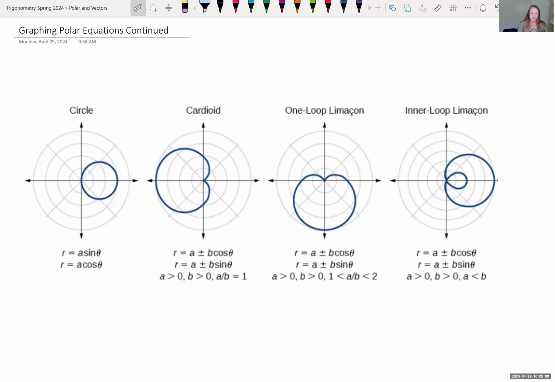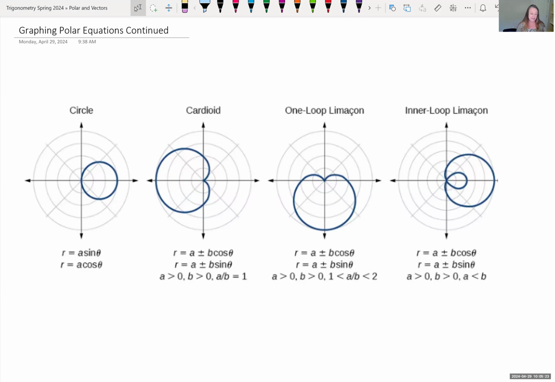So we're continuing to look at graphing polar equations. We started graphing these, and there is in front of us a couple of different types of polar equations and their different shapes. And with them are the equations that you can see, the general form of what they may look like and the shapes that you'll get. So these are all things that we've talked about.